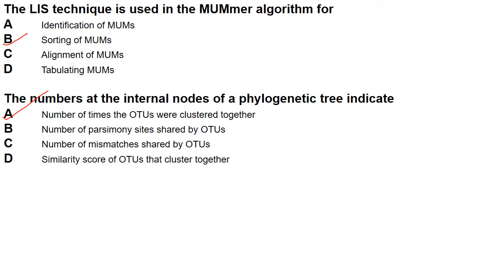Next one, LIS technique is used in MUMmer algorithm for, it is for sorting of the MUMs. Answer is option B. Then next one, the number of internal nodes of a phylogenetic tree indicate. It indicates the number of times OTUs, that is operational taxonomic units, were clustered together. Answer is option A.